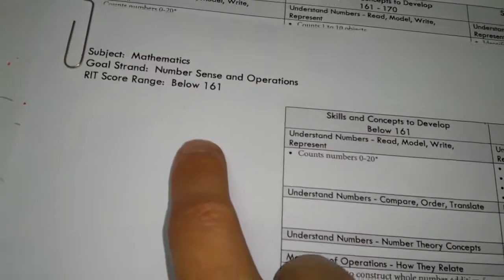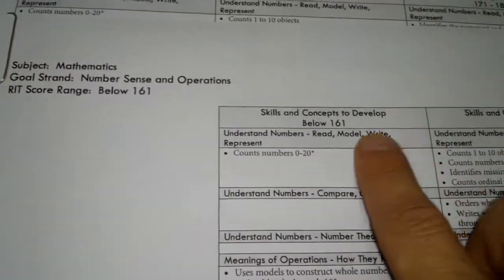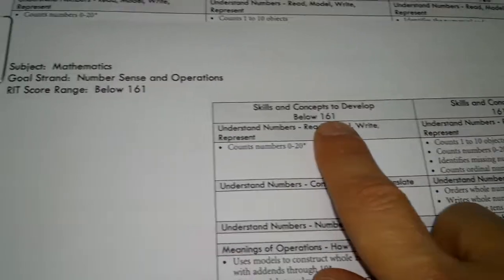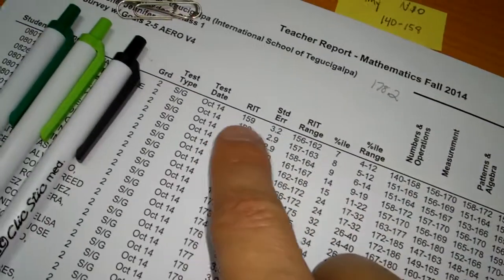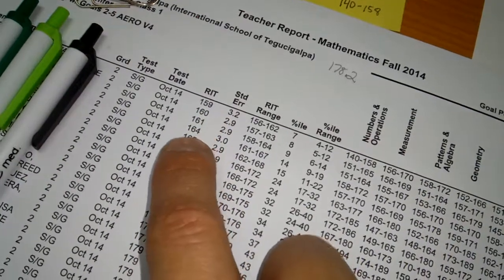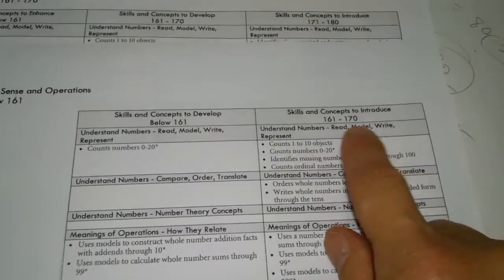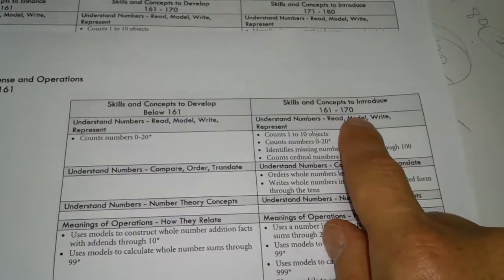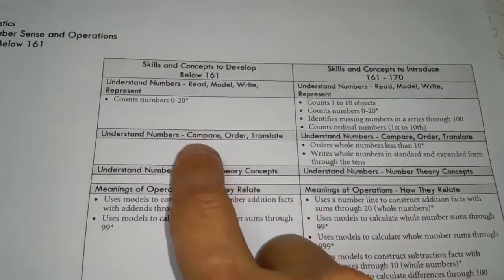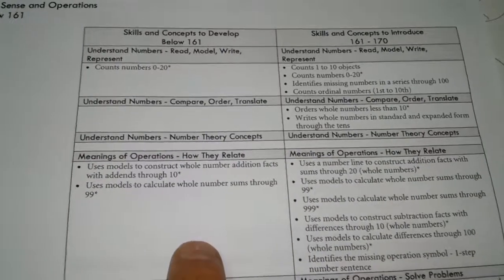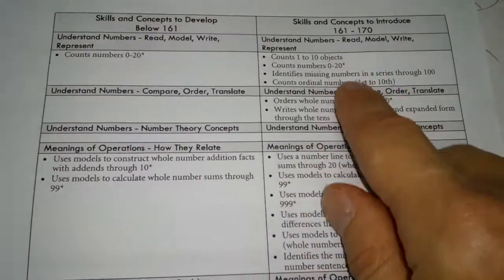We have the 161 and below. So what they're saying is that there really is nothing below 161. So now go again over here, and we have Jimmy, who's at the 159. We have a 160, 161, 164. We have these 160s here. So if you look over here, we have skills and concepts to develop, if we're at about the 161, and then skills and concepts to introduce, 161 to 170 RIT scores. So I can look down here and determine what skills my students need to be working on. Okay?